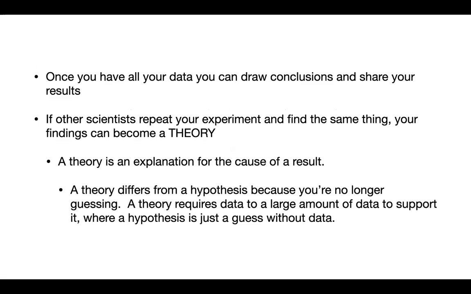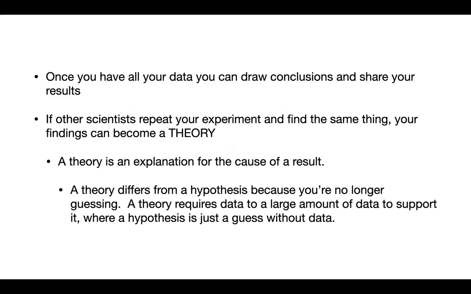And then if other scientists can repeat your experiment and they find the same exact thing, your findings become something called a theory. Now, what is a theory? A theory is done after many experiments have collected data, and it basically explains the results. So you say, here is why this thing is happening, whatever the thing is.